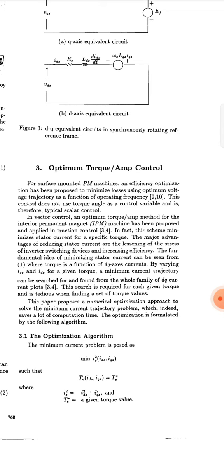The optimization is formulated in section 3.1, the optimizing algorithm. The minimum current problem is posed as minimize Is squared as a function of Ids and Iqs, such that Te(Ids, Iqs) equals Te, where Is squared is equal to Ids squared plus Iqs squared, and Te is a given torque value.